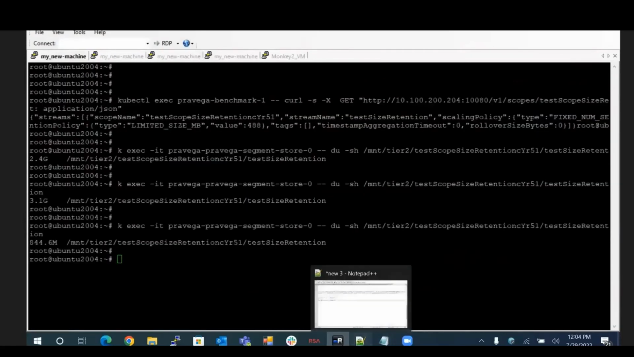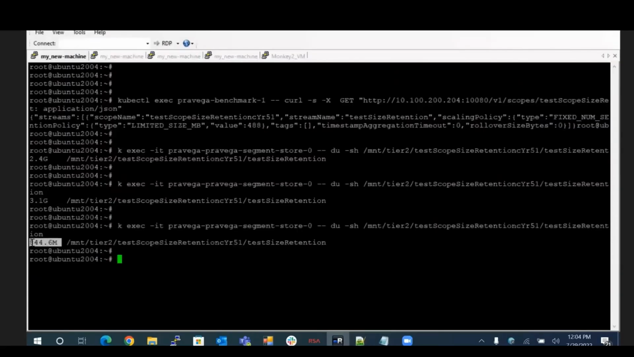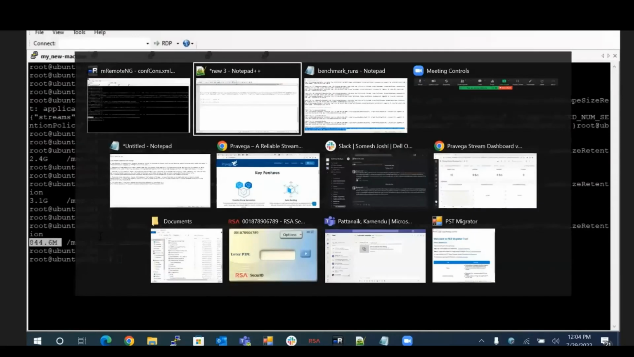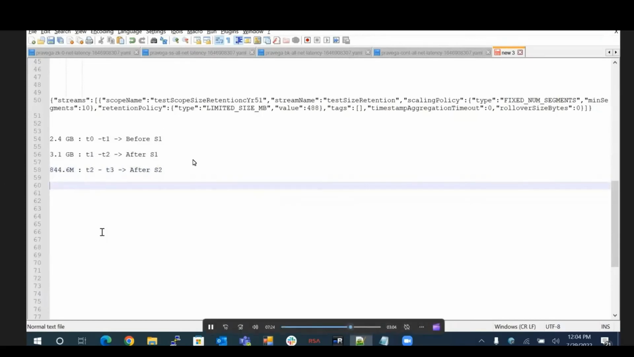Let me record the new data first, and we can evaluate the logic. So this is the new record in the time frame T2 to T3, which is after S2. So these are the total records. Now let me explain how interestingly Pravega identified the surplus data and the truncation took over.